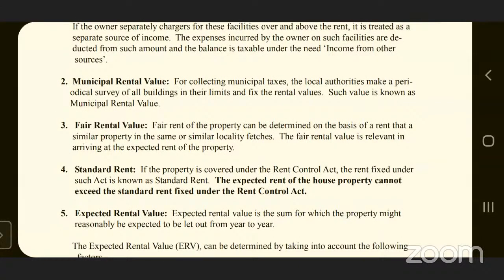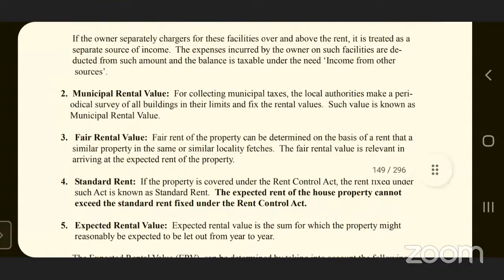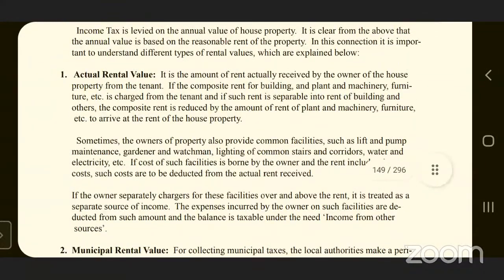Next, municipal rental value. What is it actually? We all know, in order to collect the municipal taxes on house property, local authorities always impose municipal taxes based upon the rental values in a particular locality. So whatever that value they determine, means determined by the municipal authorities, is known as municipal rental value. So are you familiar with the actual rental value and municipal rental value?